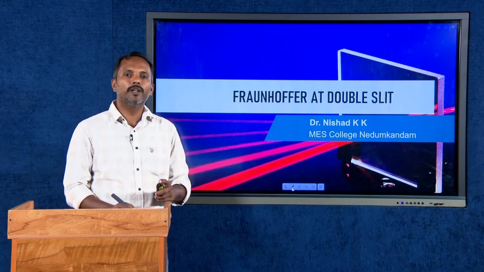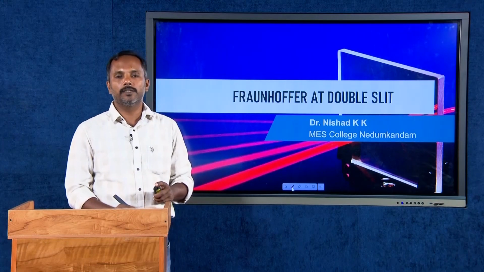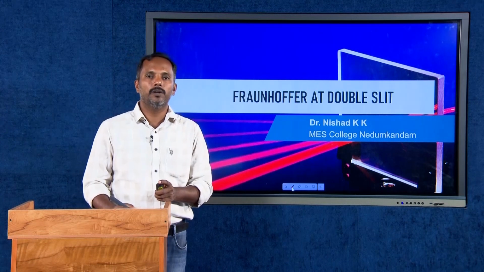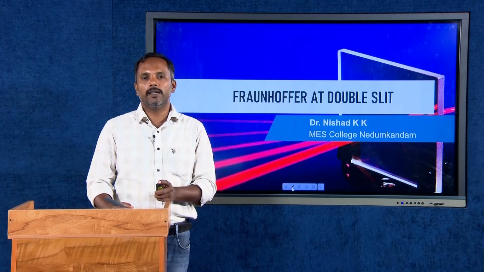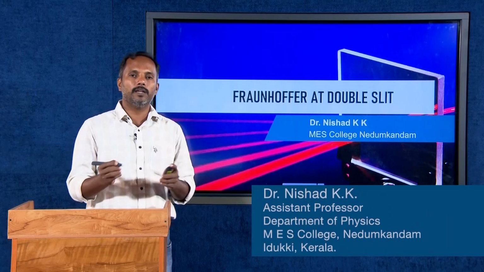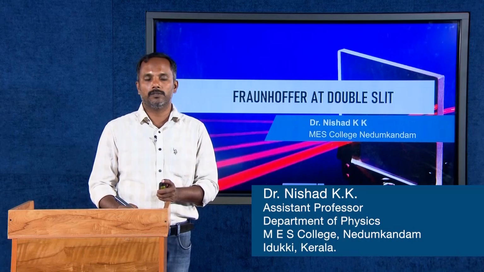In the last few lectures, we have discussed Fraunhofer diffraction at a single slit. We have discussed how the interference pattern forms, what the conditions are to form the central maxima, how the minima form, and what the conditions are for the secondary minima and the secondary maxima.